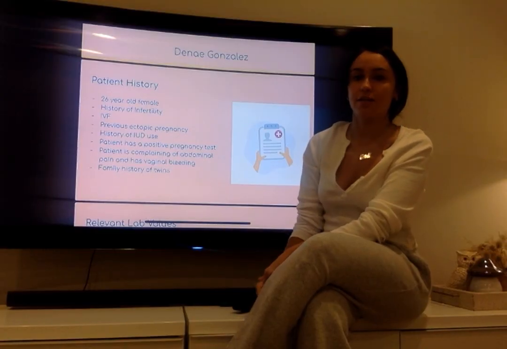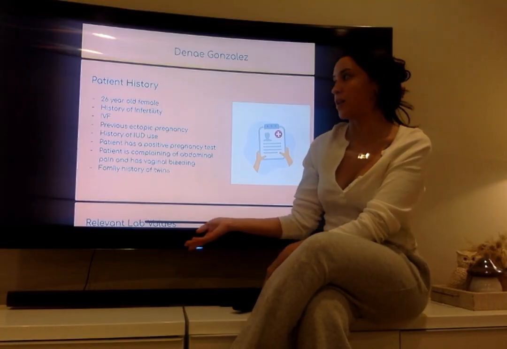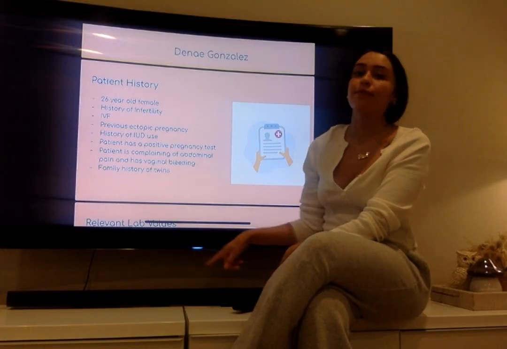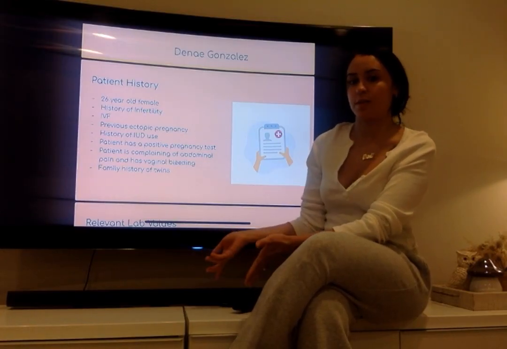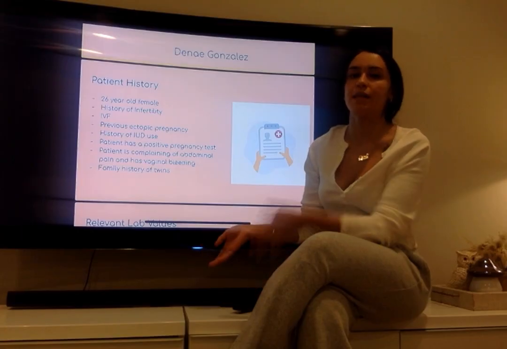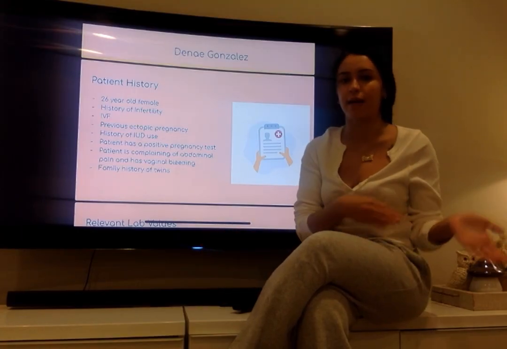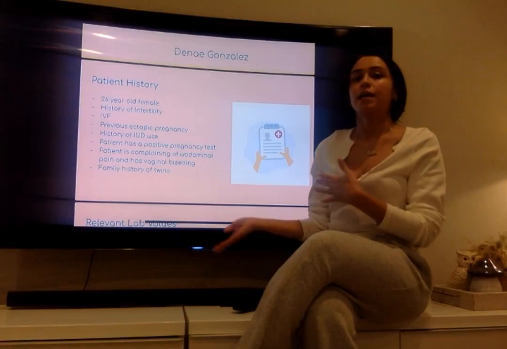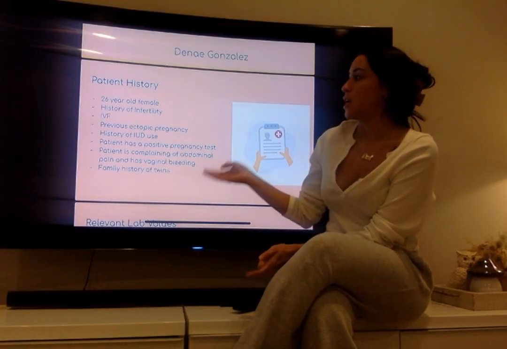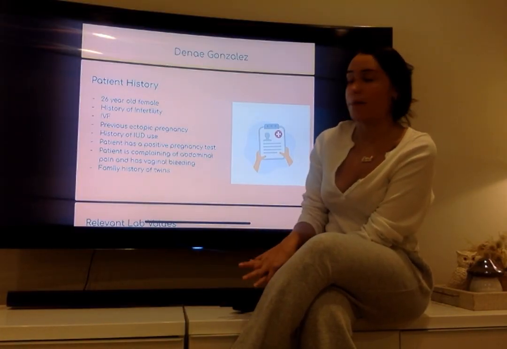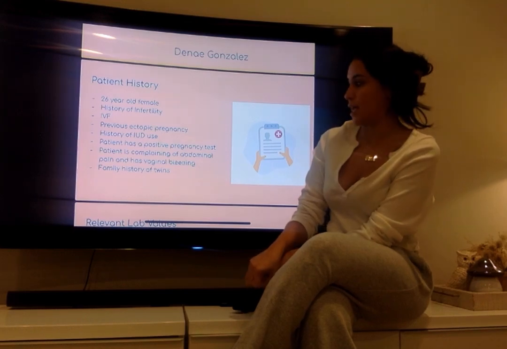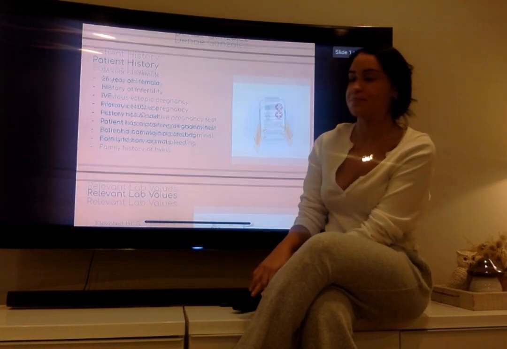She does have a history of infertility, so she has undergone IVF treatment, and she does have a previous ectopic pregnancy, which is important to note because most women that have had a previous ectopic pregnancy are more likely to have another ectopic, or in this case, a heterotopic. She also has a history of IUD use, and a family history of twins.